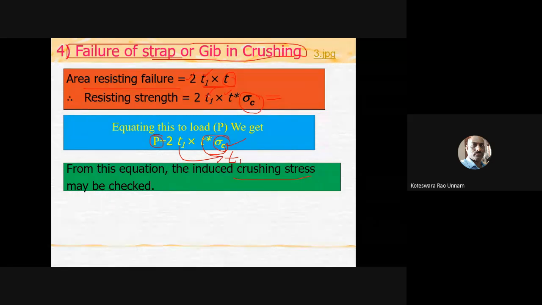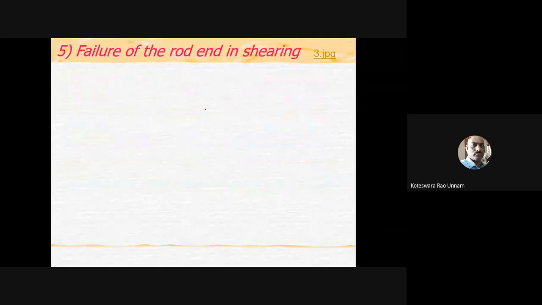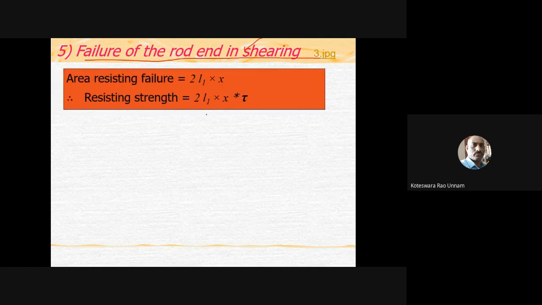Okay, right. So this is the fourth point. What we need to do is then failure of rod end in shearing. So that means to calculate the minimum distance you need to provide for the rod end. That can be calculated based on the failure of rod end. Here that length we are taking as L1. So 2 into L1 into X is going to be the area which is resisting this failure.